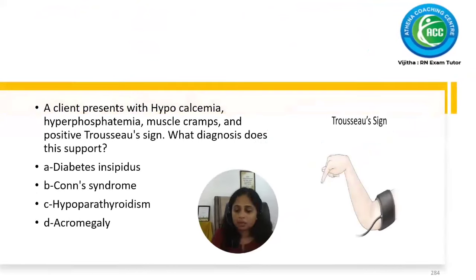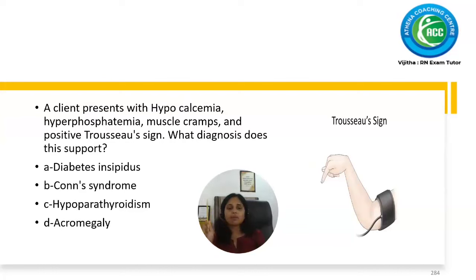And here another question. A client presents with hypocalcemia, hyperphosphatemia, muscle cramps and positive Trousseau sign. What diagnosis does this support? Hypocalcemia and hyperphosphatemia is a sign associated with hypoparathyroidism. Okay, so this is a sign of hypoparathyroidism.